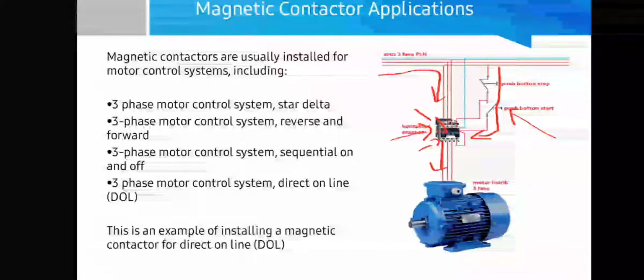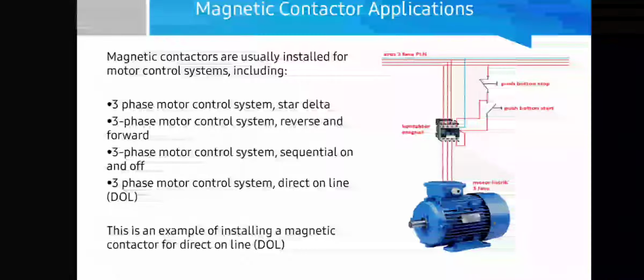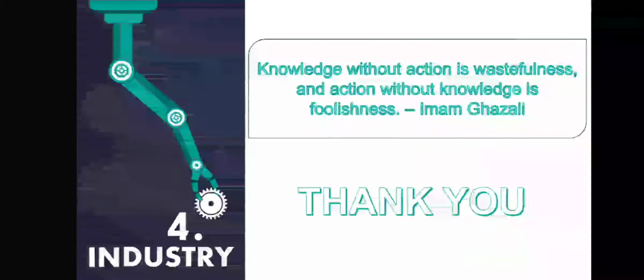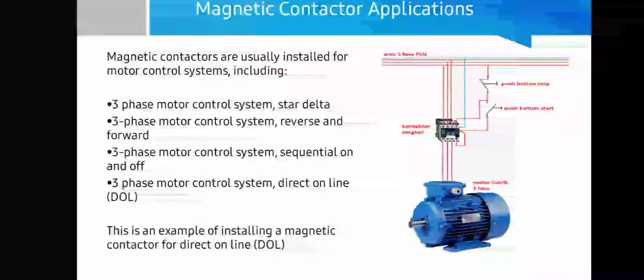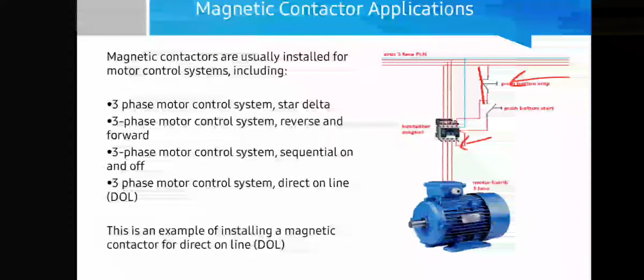And when we push the stop button, it will disconnect the voltage source for the contactor. So the contactor will lose its magnetic power, and then the NC switch will become NO, and the NO switch will become the NC switch.